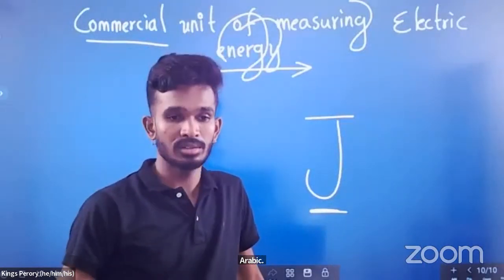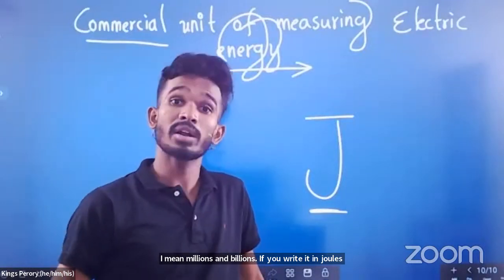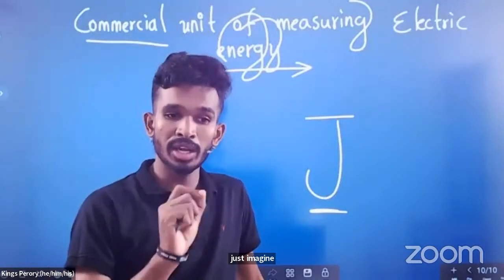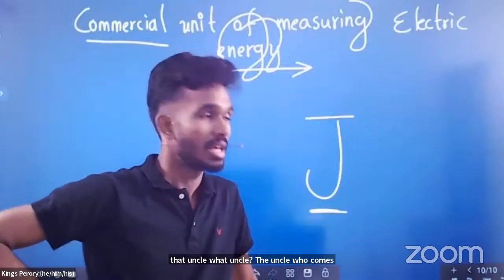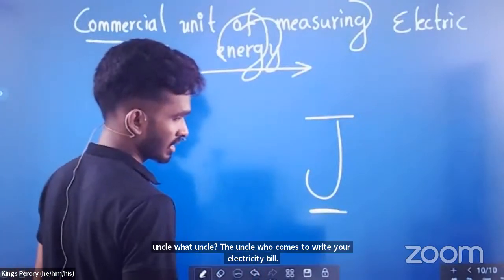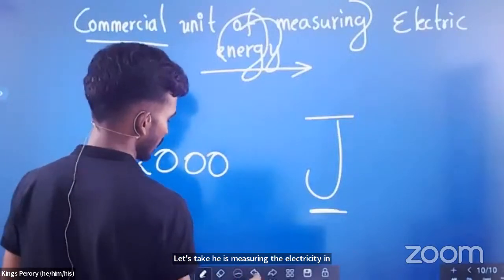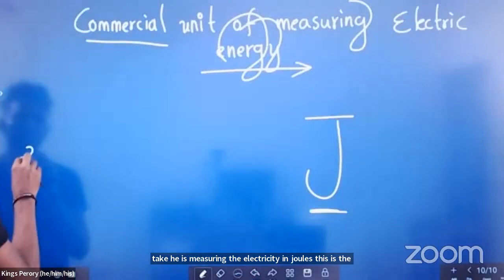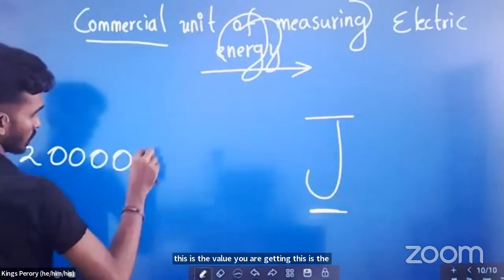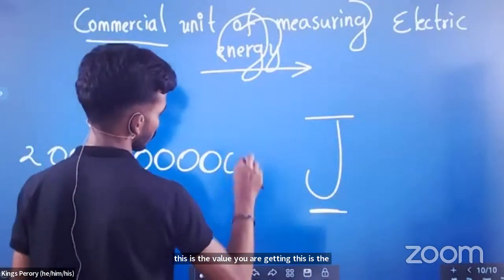Just imagine that uncle. What uncle? The uncle who comes to write your electricity bill. Let's say he is measuring the electricity in joules. This is the value you are getting: the amount of electric energy you have used for that month in joules.